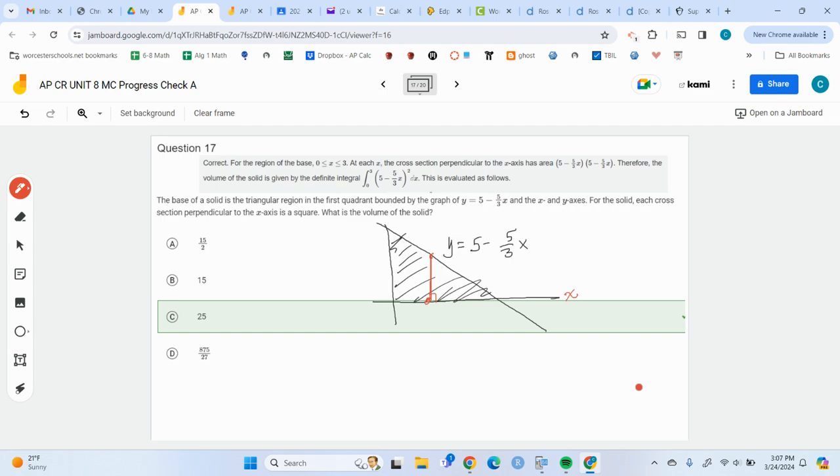Okay, so this is volume by cross-section. So picture a square coming up out of the paper here. And depending on how big the edge is, the square will change shape. All right, so this one's not too bad. A random base length will be top minus bottom, a y minus a y. So 5 minus 5/3 x minus 0. The y value down here is 0. And then the area is side squared, or like base squared. So the area is really just 5 minus 5/3 x squared.